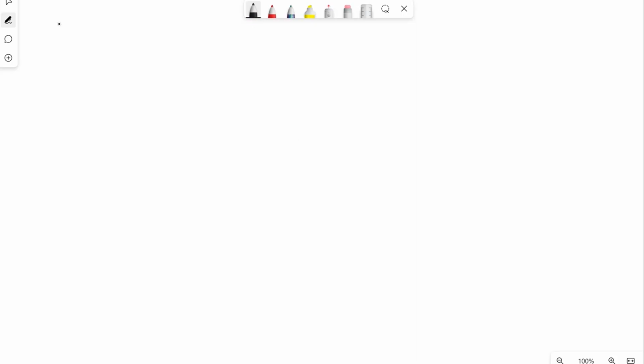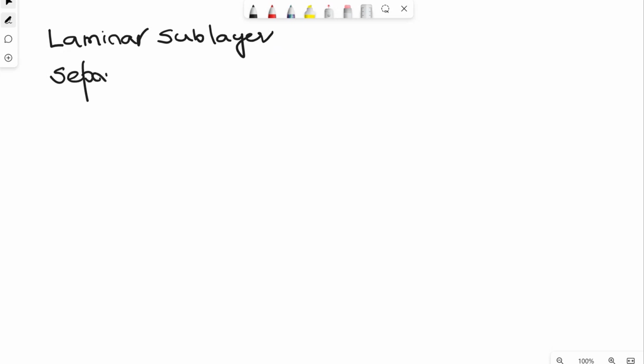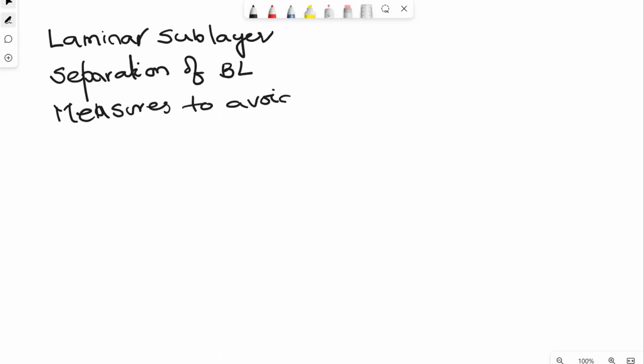So today's topics: laminar sublayer, separation of boundary layer, measures to avoid separation. So these are the three topics. So let me take up first laminar sublayer.